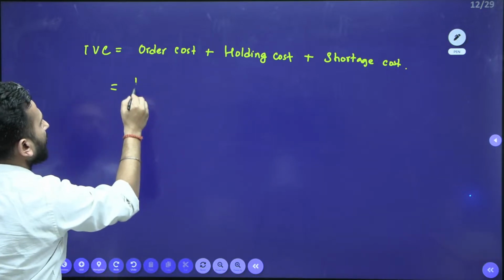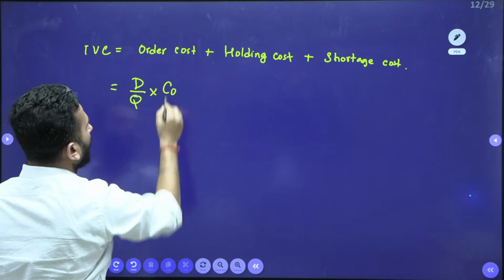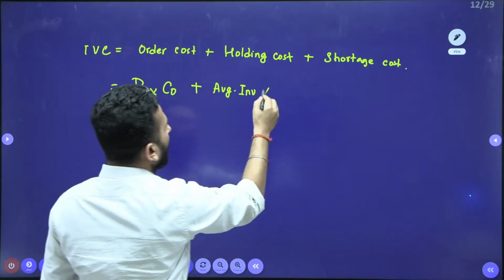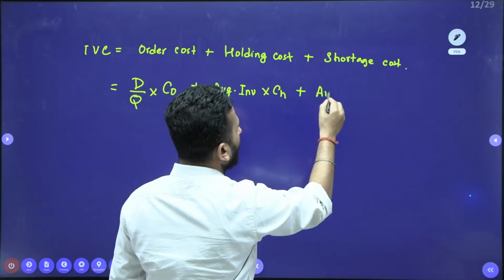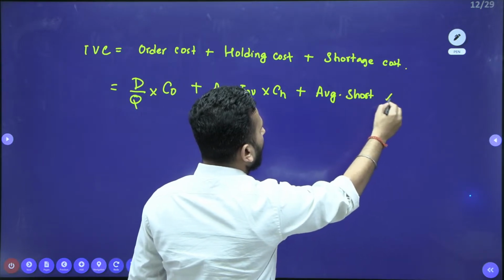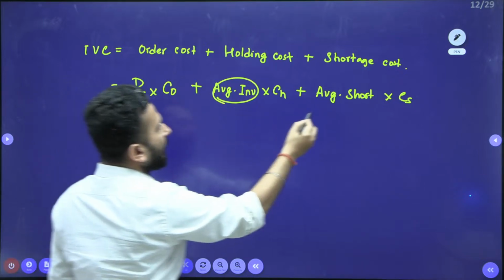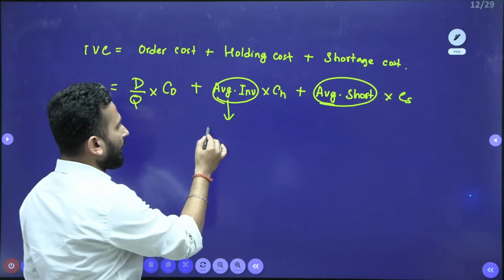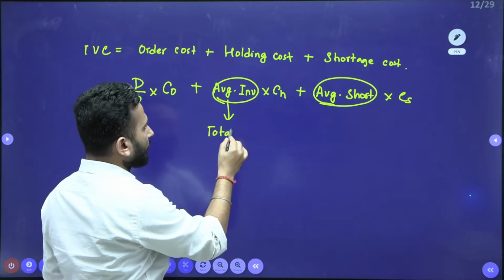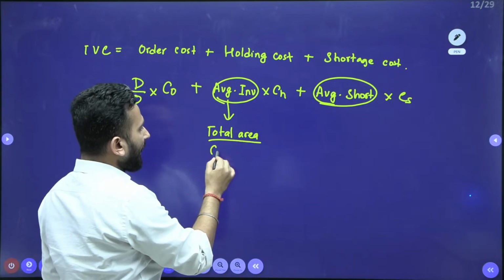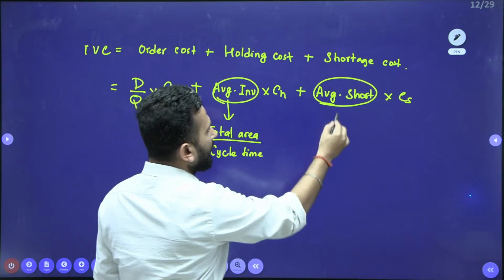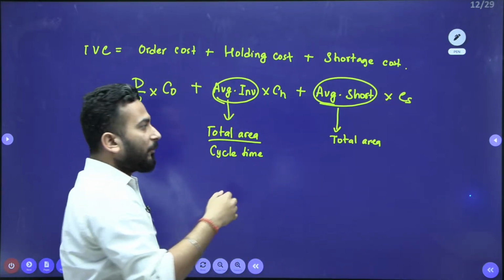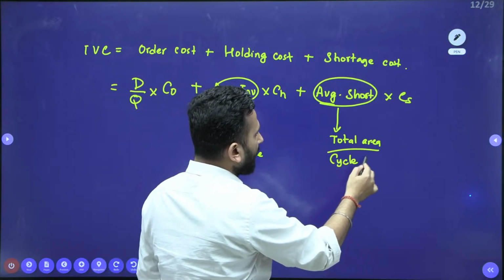What will be ordering cost? Number of orders into ordering cost. What is holding cost? Holding cost is average inventory into CH. And what is shortage cost? Average shortage into CS. So the question is how to get average inventory and how to get average shortage. I already told you that average inventory is the total area of inventory divided by cycle time, yes or no? And this is the total area for shortage divided by cycle time. Yes or no?